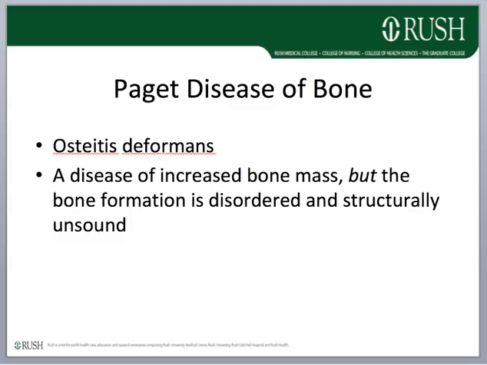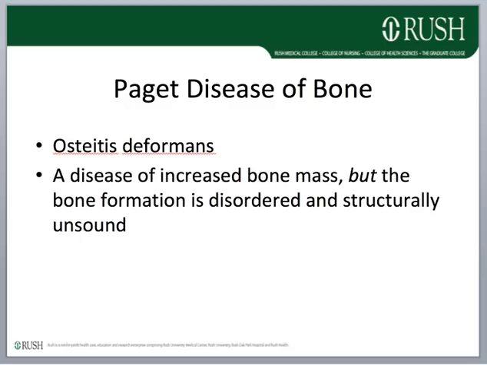All right. Yeah, I guess we could call Sir James Paget kind of the sixth man of this talk. But let's talk about Paget disease of bone, or sometimes referred to as osteitis deformans. I don't know anybody that refers to it like that, but you should know that term, I suppose, anyway.